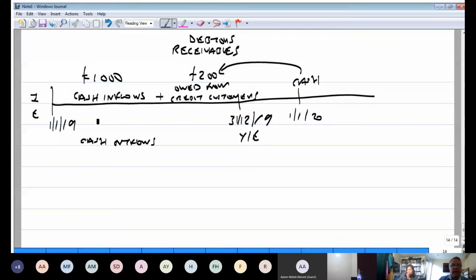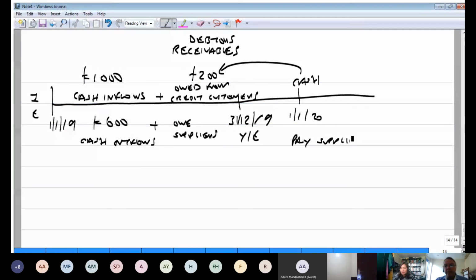Cash outflows. You've paid out, say, £600, plus you owe your suppliers money for the fruit and veg. And you owe your money to these suppliers. Now remember, you may pay your suppliers up here, but that doesn't matter because we're recording the actual liability in the year to which it relates.